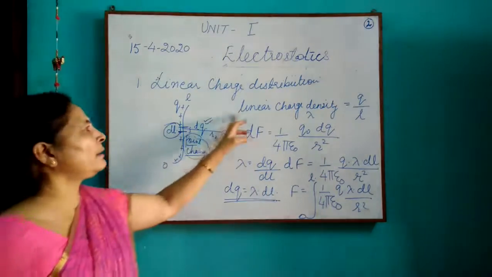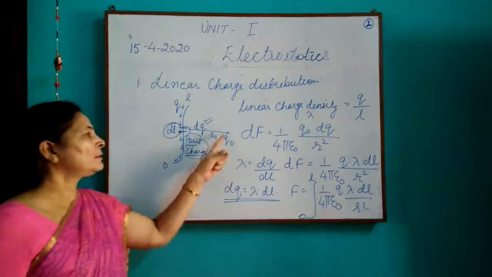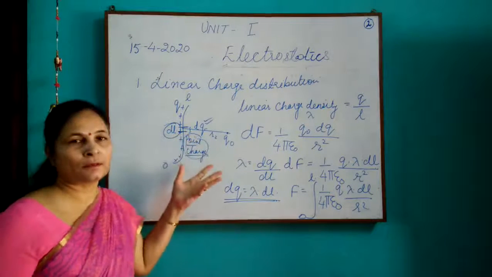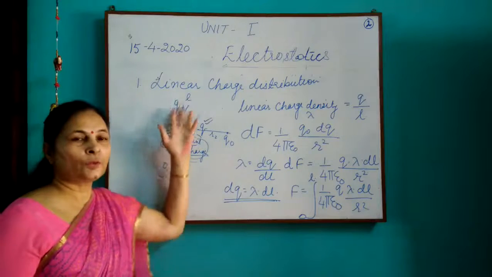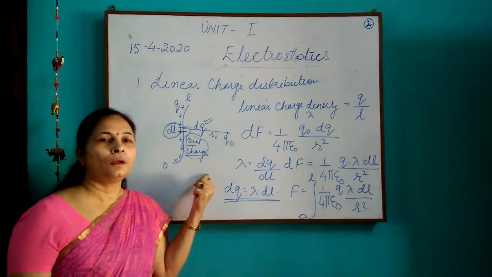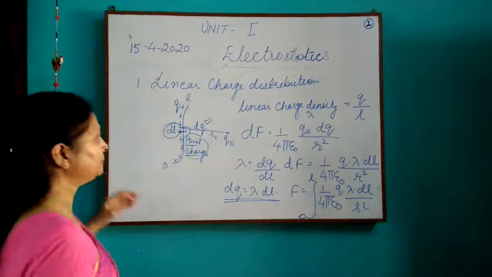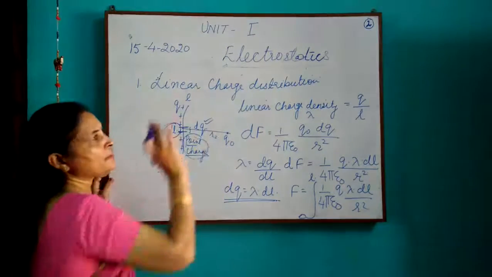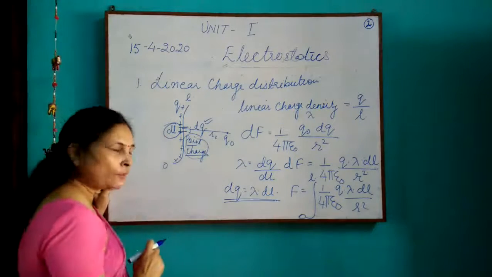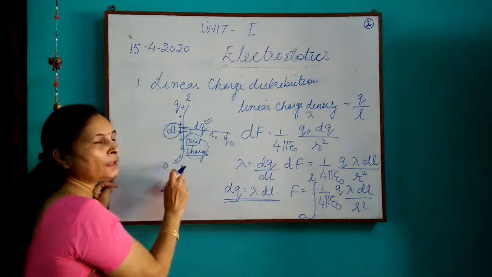In this way, Coulomb's law can be used to find out the force between two charges in which one of the charges is not a point charge but is distributed over a given length. This concept will also be used in Gauss's law when we'll be finding out electric field using Gauss's law. Now, if you have understood this linear charge distribution, then you'll be able to understand the surface as well as the volume.